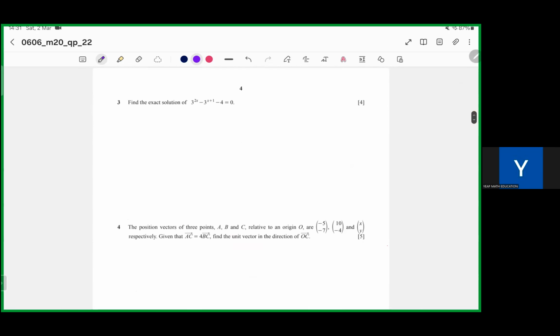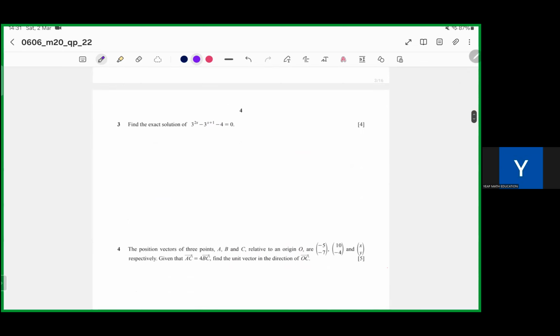Now we're going to question 3. This question 3 is like a hidden quadratic. Why is it a hidden quadratic? Now we see question 3 first. Find the exact solution of 3 to the power 2x minus 3 to the power x plus 1 minus 4 equals 0. So we can take this.